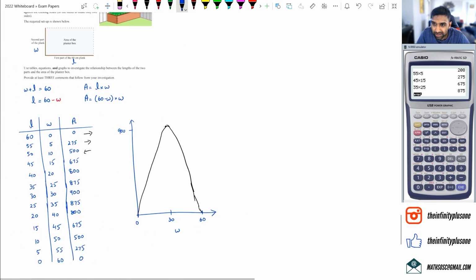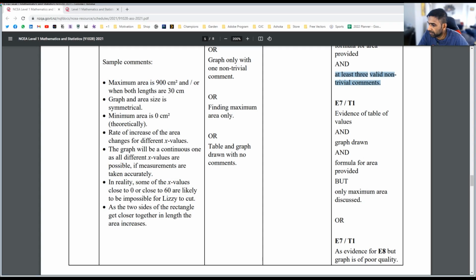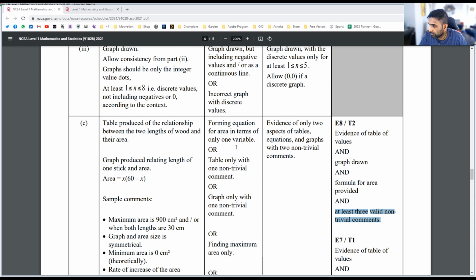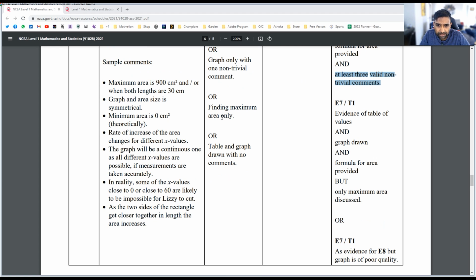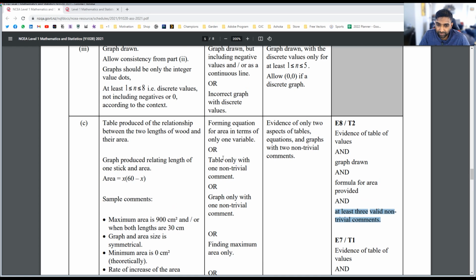So once again, it's one of these types of questions where there are a lot of marks coming from all over the place. For example, if you just do a table, finding maximum area only is going to get you an achieved. Table and graph drawn, no comments, gets you an achieved. So when you're in the exam looking at an investigation question and you don't know what to do, draw a table, get some rough values, put it together, and then put that table into a graph format, and you can get a nice achieved.